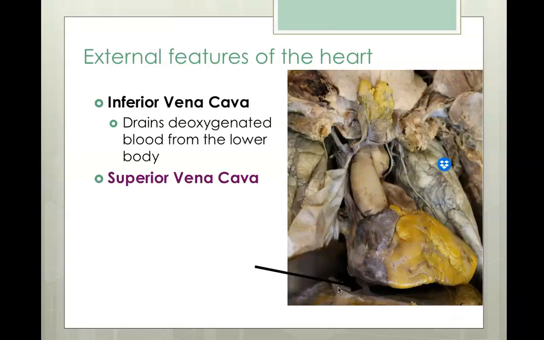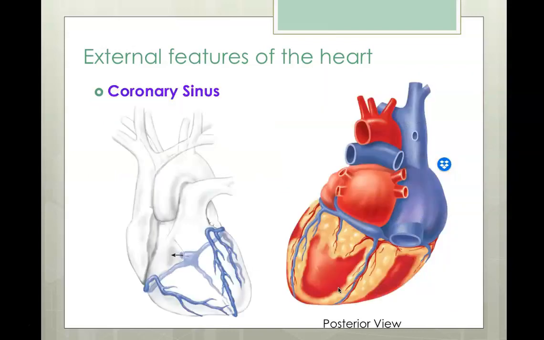So in a cadaver, we can see over here at the black arrow is your inferior vena cava, and at the purple arrow is your superior vena cava, both draining into your right atrium.